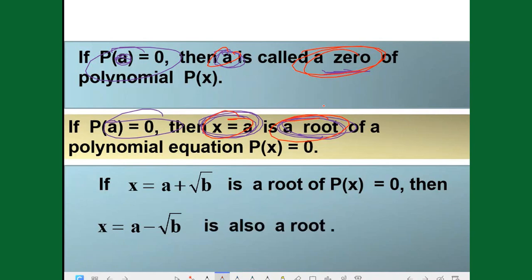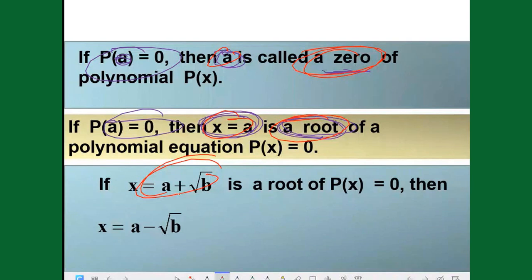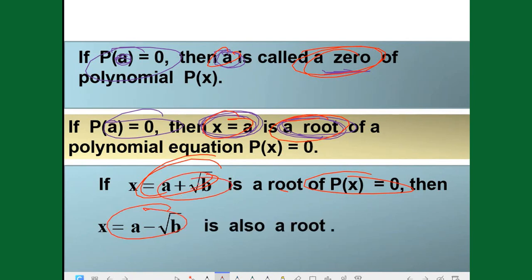So if yang ini, x equals negative 1 is a root. Then x equals ni pun also a root. Dia macam conjugate. Conjugate. Macam itulah. So root. Yang ini lain sikit kan. So a root.